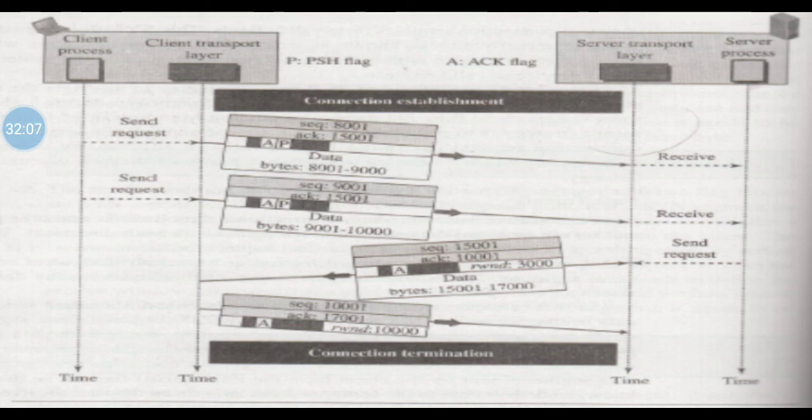Next is connection termination. Once the connection is established and data transfer is done, the last step is connection termination. Either of the two parties involved in exchanging data, client or server, can close the connection, although it is usually initiated by the client. Most implementations today allow two options for connection termination: three-way handshaking and four-way handshaking with a half-close option. I'll discuss it.